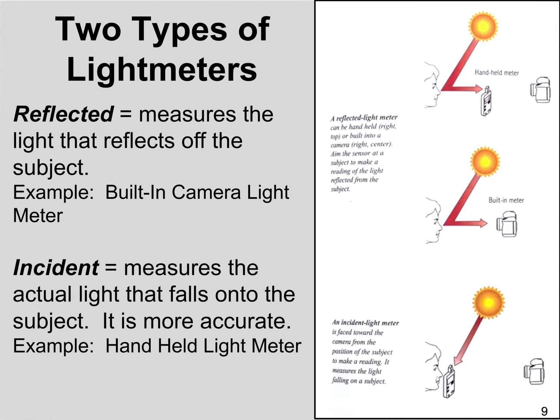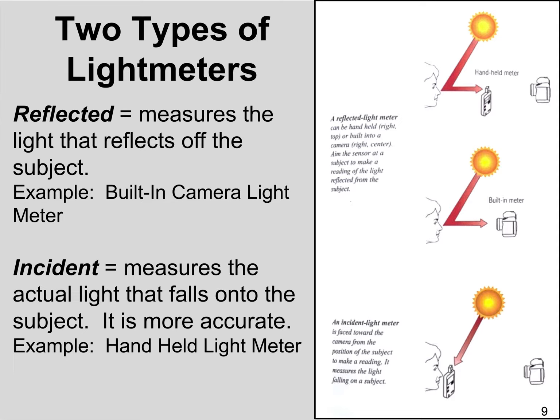So a little bit of light meters here. We have two types of light meters. Reflected light meters, that's like what's built into your camera. So if you look in the middle of this diagram, you can see the built-in meter. So sun hits the person's face, bounces off the face, and goes into the camera. So that's kind of what you're used to.